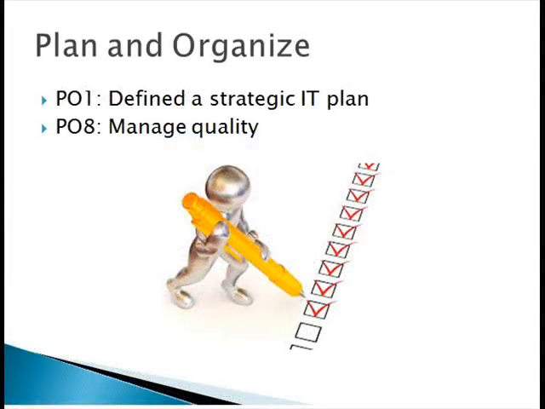Now we talk about plan and organize. For this part of the COBIT cycle, we talk about two processes. The first is PO1, define a strategic IT plan, and the second is PO8, manage quality. A few goals of the process PO1 are the IT goals. Create a strategy with the goal of developing a consolidated structure.